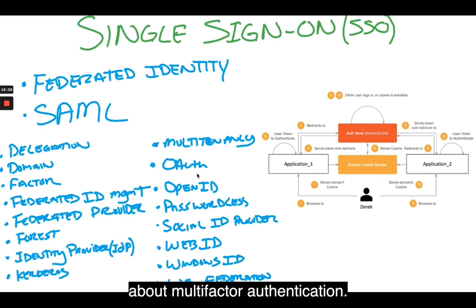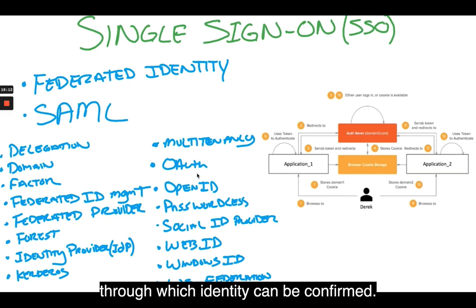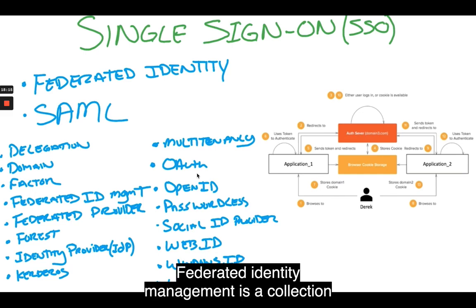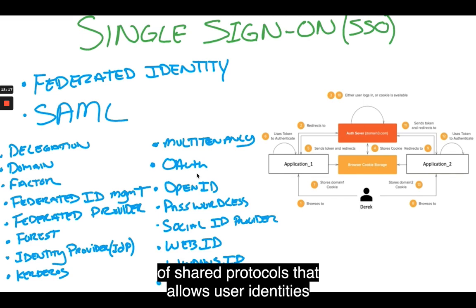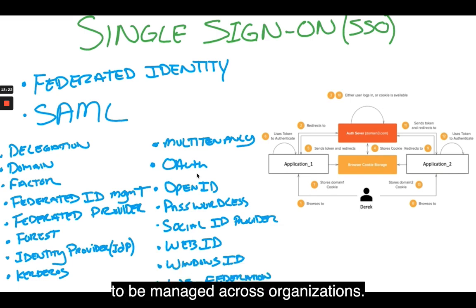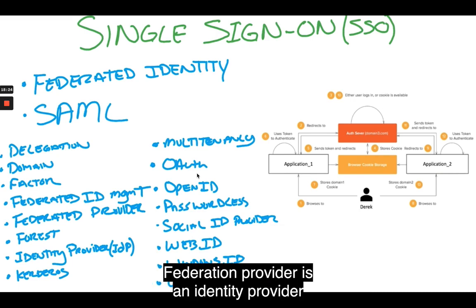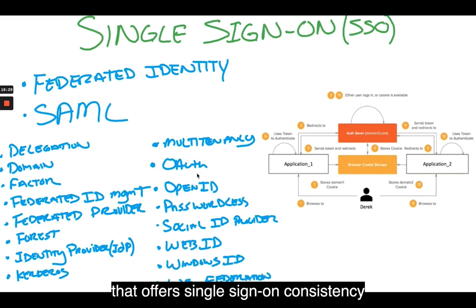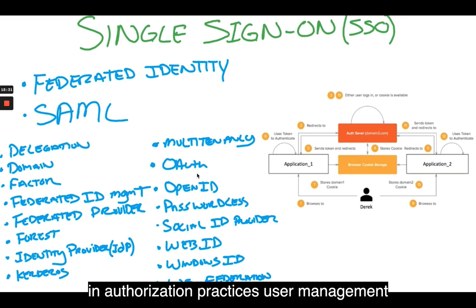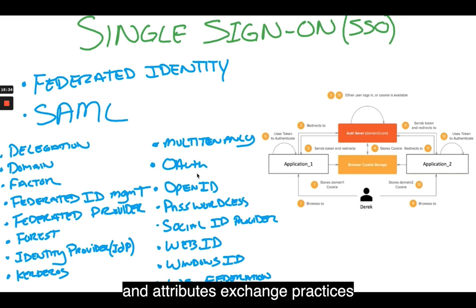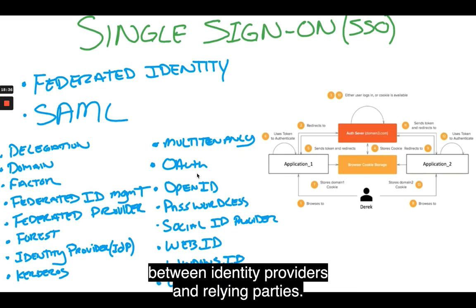Factor. You already learned about multi-factor authentication. A factor in authentication is a vector through which identity can be confirmed. Federated identity management is a collection of shared protocols that allows user identities to be managed across organizations. Federation provider is an identity provider that offers single sign-on consistency in authorization practices, user management, and attributes exchange practices between identity providers and relying parties.